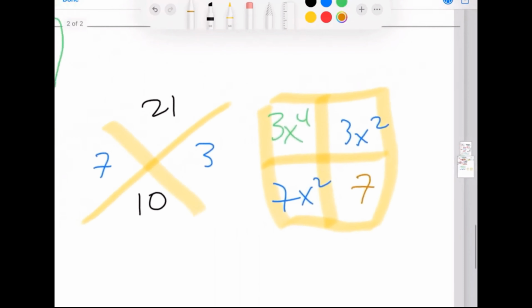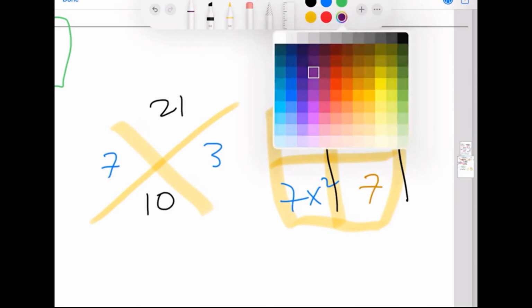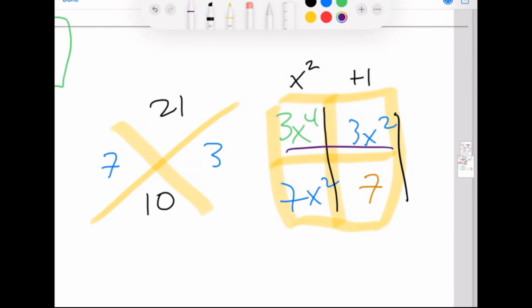Let's go ahead and find out our GCF here. GCF going in this direction is x squared. This one doesn't look like anything, but I'm going to put plus 1. Plus 1. And this direction, 3x squared. That's a 2. And this direction, plus 7.